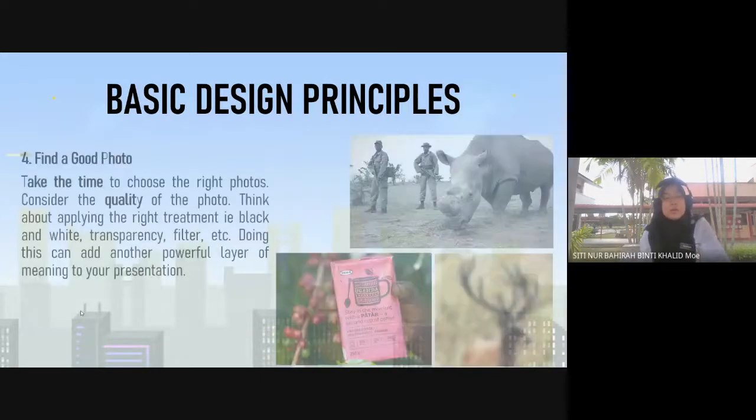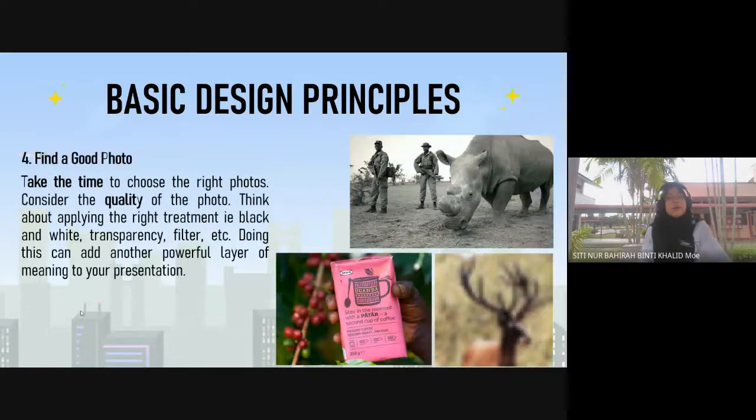So that is the third one. Now let's move on to the fourth one. So the fourth one is you have to make sure you find a good photo, a good quality visual aid. So make sure you take the time to choose something with a high quality. You can apply the right treatment. For example, you can use the black and white filter, like in this photo. This is to convey a feeling of sadness, a serious feeling. You could also apply transparency, any other kinds of filter.